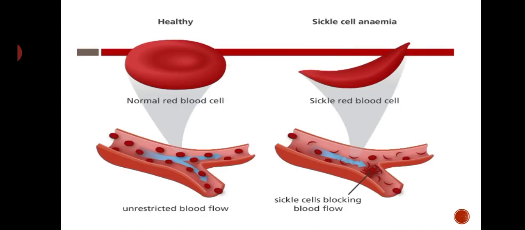What happens here? Normally, the flexible round RBCs move easily through the blood vessels. In sickle cell anemia, the red blood cells are shaped like sickles or crescent moons. These rigid, sticky cells can get stuck in small blood vessels, which can slow or block the blood flow and oxygen to the parts of the body.